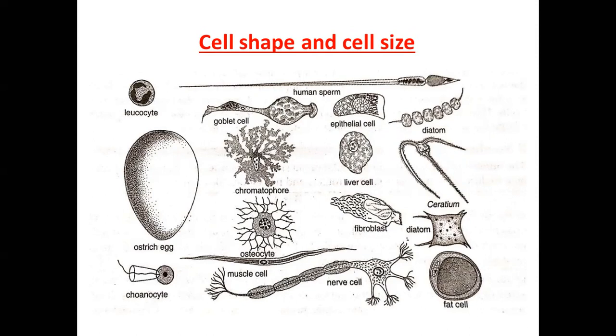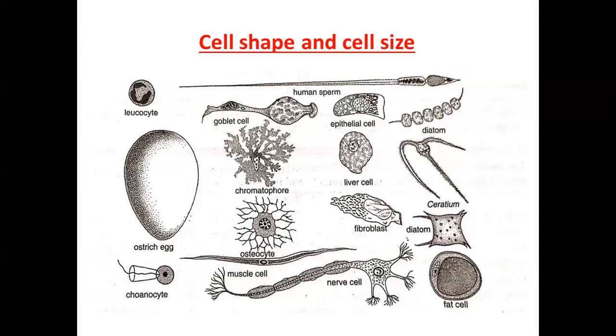Branched will be chromatophores, that is pigments of the skin, discoidal erythrocytes or red blood cells, and so on. So these are different shapes of cells according to their function, according to their need. Next, size also varies depending on what kind of functions they are performing. The size of different cells ranges between broad limits.